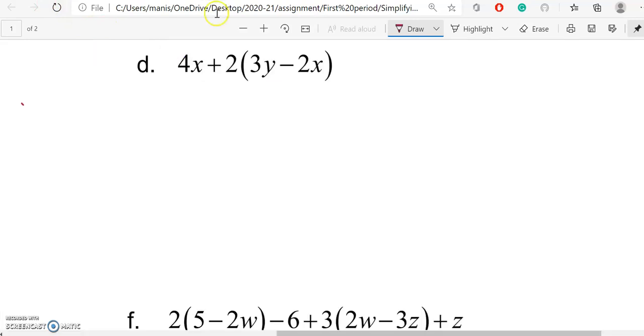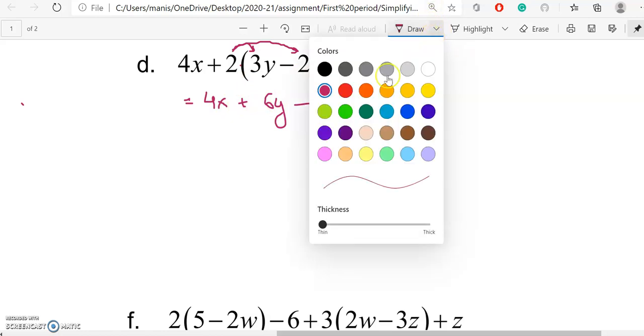Okay, our next question says 4x plus 2 times. Okay, so again what I will do is, before I will simplify, I will use my distributive property of multiplication to expand this over here. So it will be 4x plus 2 times 3 is your 6y minus sign 2 times 2 is my 4x. Our steps are still the same. We are combining the like terms.